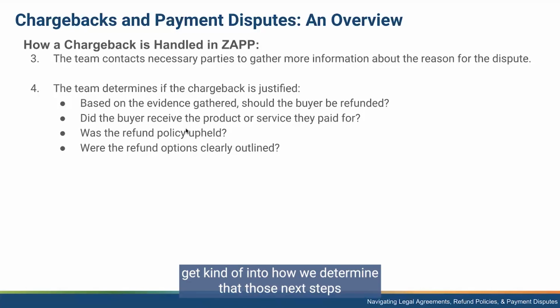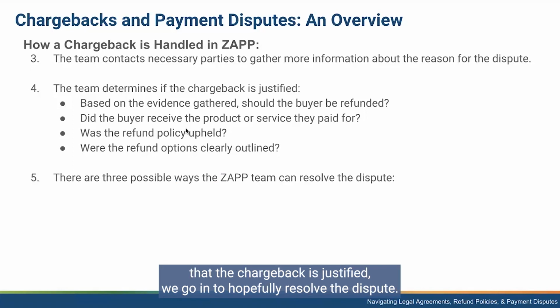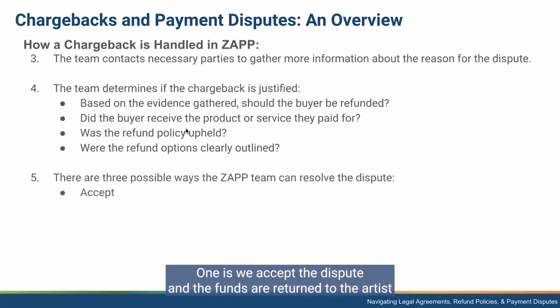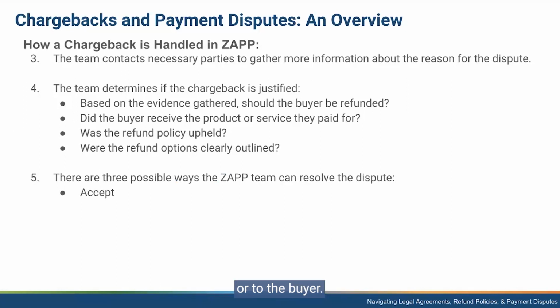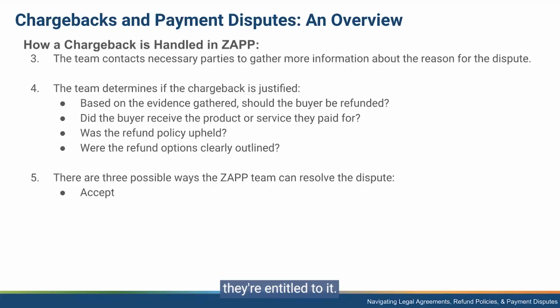And I'll get into how we determine those next steps. Actually, I'll get into that now, which is once we've determined if the chargeback is justified, we go into hopefully resolving the dispute. And there are 3 things that can happen. One is we accept the dispute and the funds are returned to the artist or to the buyer. So we say, yep, the artist should have gotten a refund, and you might as well just give them the funds because they're entitled to it.